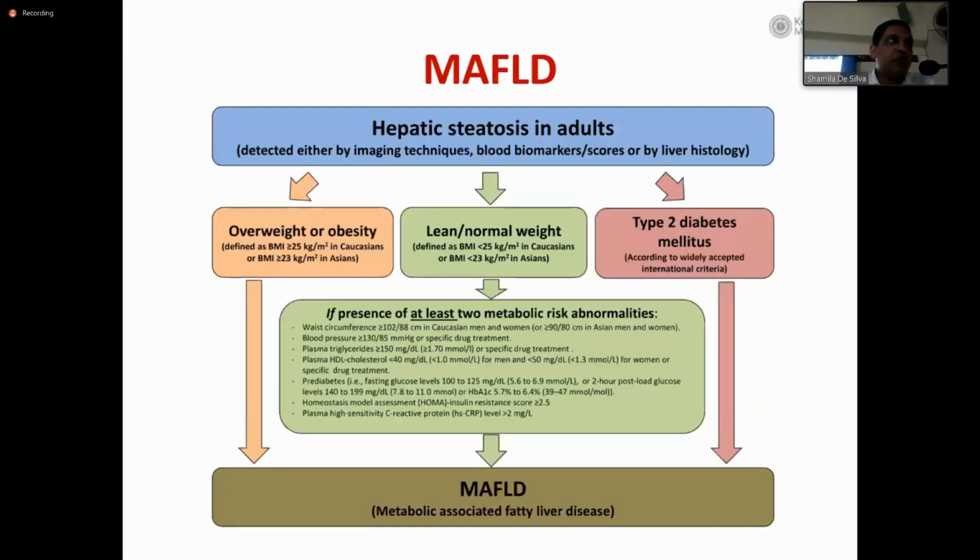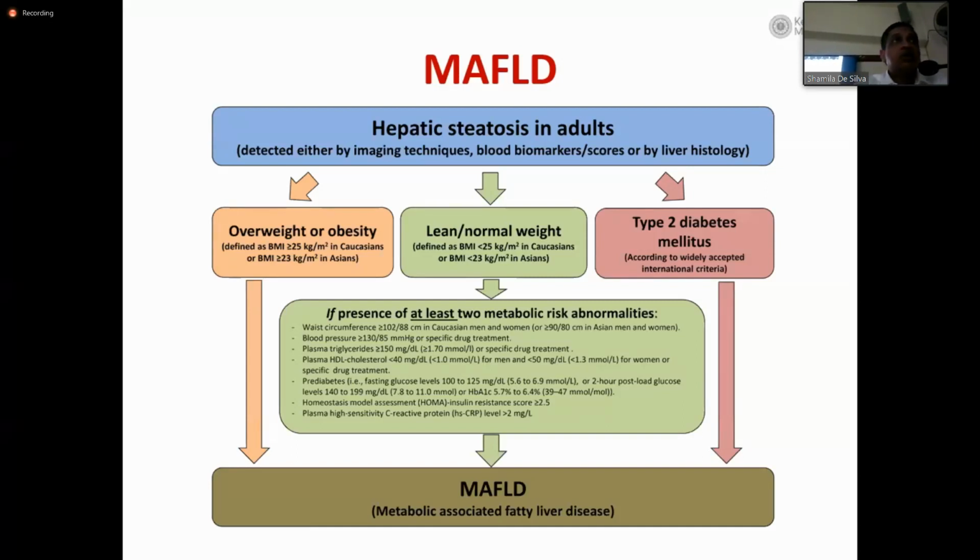Now, this is the proposed definition. First of all, just as in NAFLD, we have to demonstrate excess liver fat, either by imaging, biomarkers, or histology. And if the patient is either overweight or obese or has diabetes, they straight away fulfill the criteria and can be called MAFLD. But there will be a group of patients who are lean, non-obese, non-overweight, and who don't have diabetes. That is the central one.